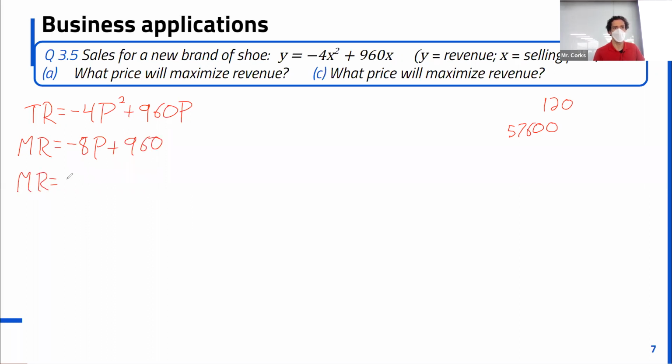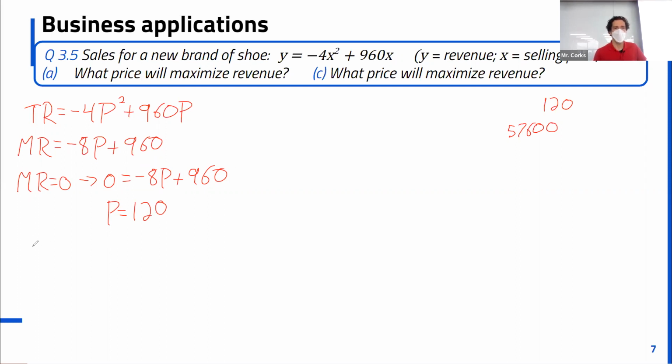And we set this equal to 0. So 0 is equal to -8P plus 960. So P is equal to 120. 8 times 12 gives us 96.